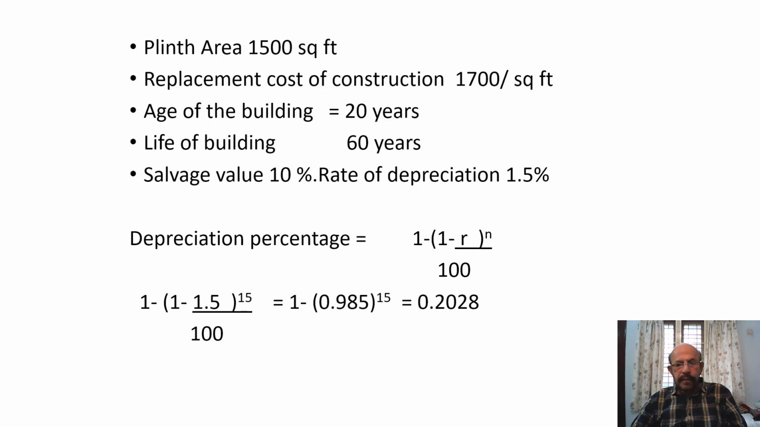Plinth area 1,500 square foot. Replacement cost of construction 1,700 per square foot. Age of the building 20 years. Life of the building 60 years. Salvage value 10%. Rate of depreciation 1.5%. So depreciation percentage as per the formula, 1 minus r by 100, the whole raised to n, is equal to 0.2028.